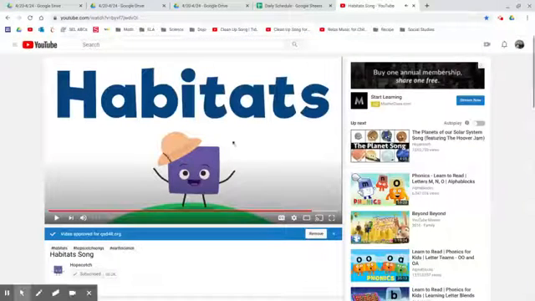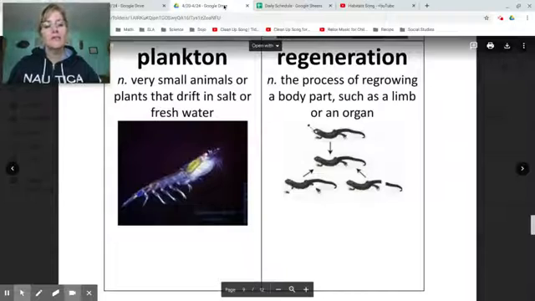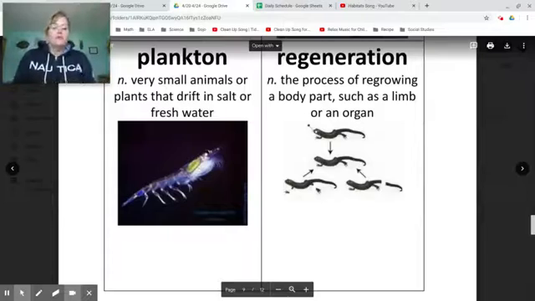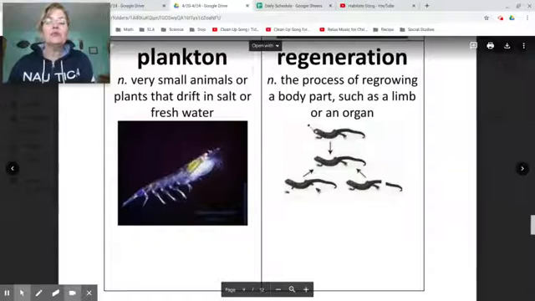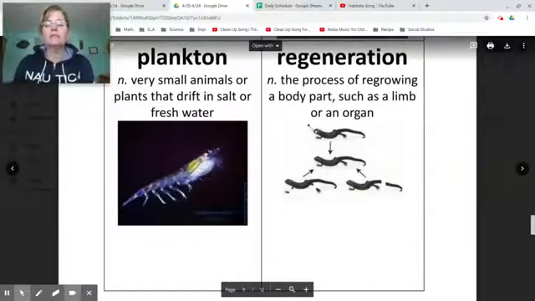Perfect. So, welcome to our study of the saltwater ocean today. And before we get started, we have some vocabulary words. And the first of our vocabulary words is plankton. Plankton are very small animals or plants that drift in salt or fresh water. And I actually have plankton that are out here in my bay. So, those are nouns, those are plankton.